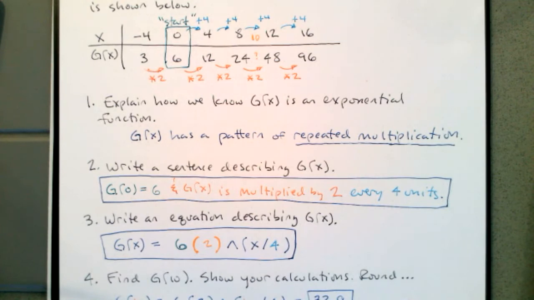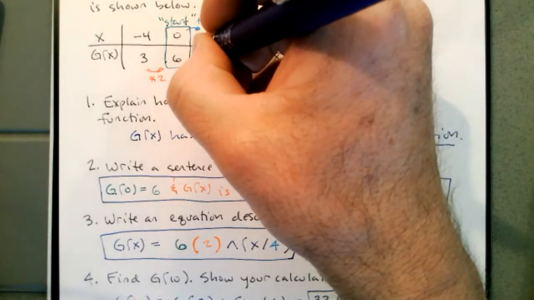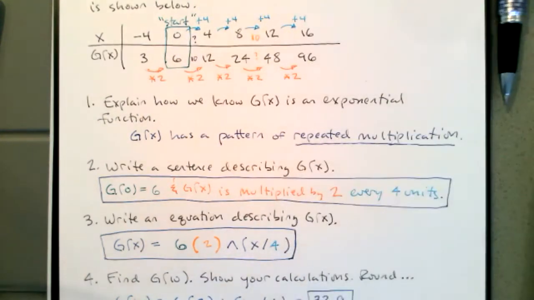Just like yesterday, I can also play this game in reverse. I can give you 10 as an output and ask you to find the input that leads to a 10. I could also put a 10 down here, as an output, and ask you to find the input that leads to it. 10 is between 6 and 12, so we should expect a value of x between 0 and 4. 10 is closer to 12, so we should expect our input to be closer to 4.